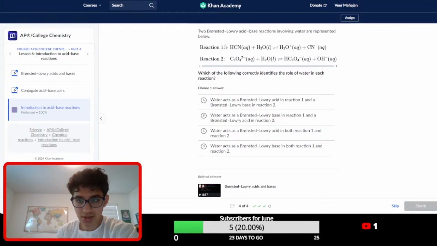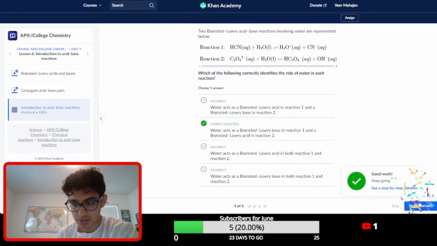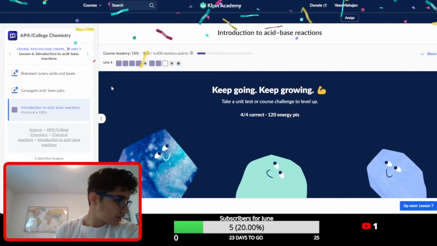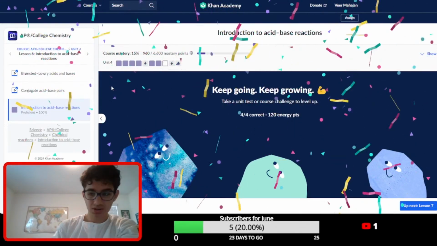Which of the following correctly identifies the role of water in each reaction? So in the first one, it's a base because you're adding a hydrogen to it. So in reaction one, it's a base, and then in reaction two, it's going to hydroxide, I think that's the right name, which means it's being an acid there. So done. Okay, great.